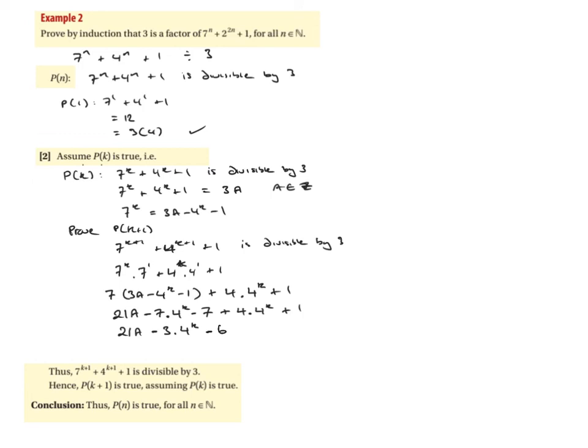Okay, hopefully you can see that we can take out a common factor of 3. Hooray, which is what we're looking for. So a common factor of 3 comes out, and we have 7a minus 4 to the k minus 2. And likewise, just before, guys, you can see we have the 3 in front of this bracket, which means that it's got to be divisible by 3. Thus, this is divisible by 3. And because P(k plus 1) is true, assuming that P(k) is true, that means that P(n) is true for all values of n.